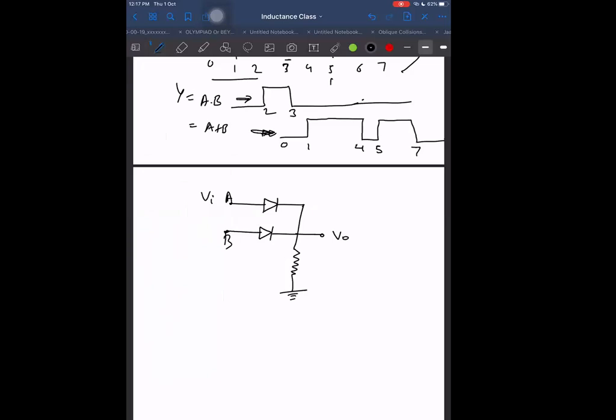OR. If I give both low, then no current will be in the resistance. If both are low, then output will be low. 0 current will be there, so 0 voltage drop, so output will become 0. If VA equal to VB equal to 0 volt, or I am simply saying it is given 0, 0, then output will also be 0.